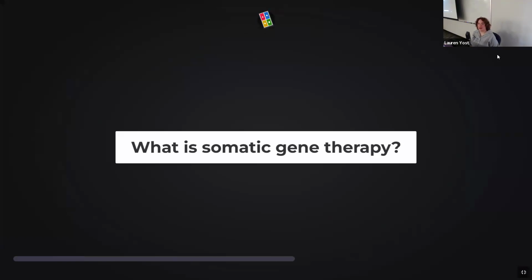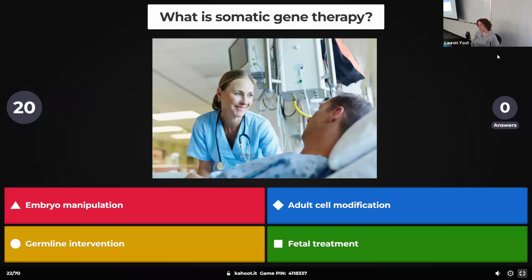Alrighty, what is somatic gene therapy? This is what I would call the definition of it. This is the best representation from our choices.